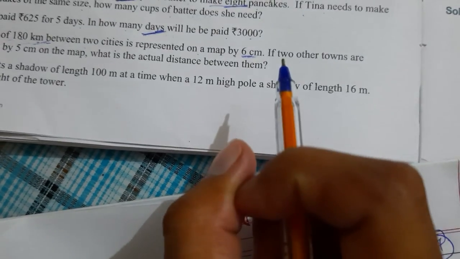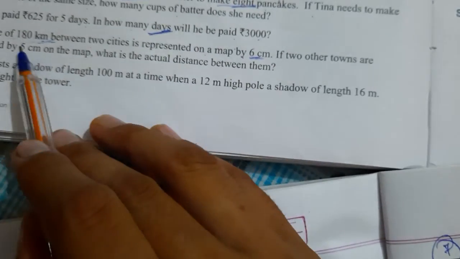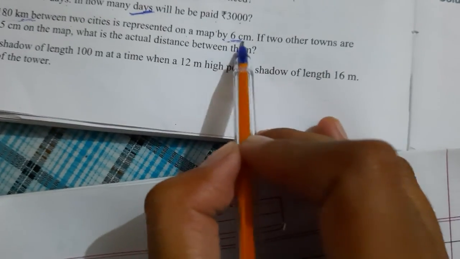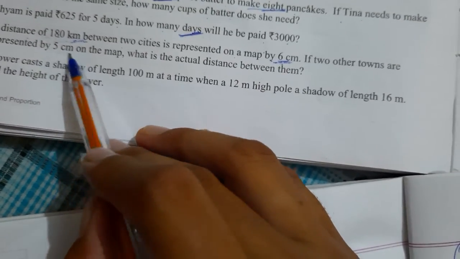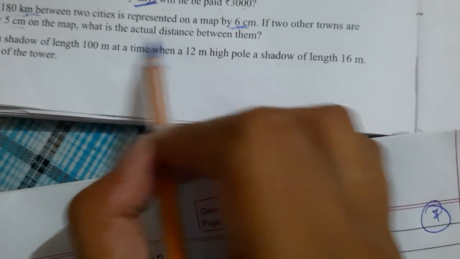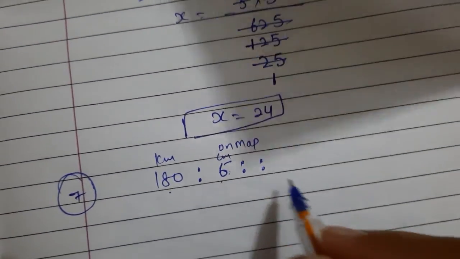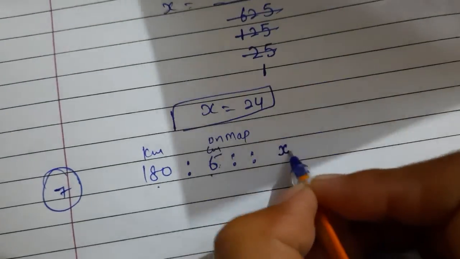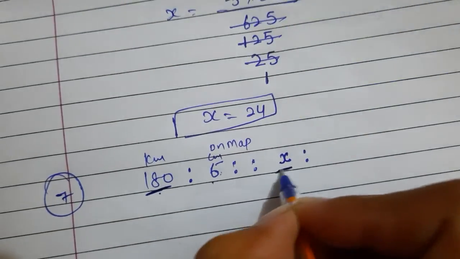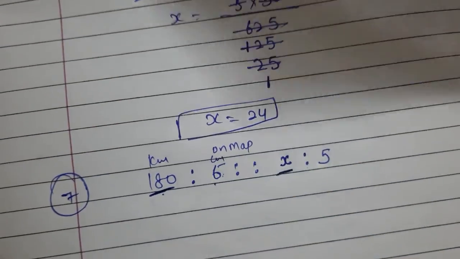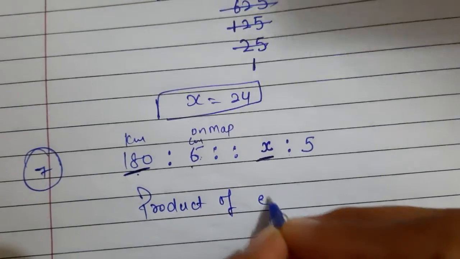On the map they have decided that for a certain number of kilometers we take this much distance. So 180 kilometers is 6 centimeters on the map. Now they are saying any other two cities on the map have a distance of 5 centimeters. What will be their actual distance? Here we have written actual distance, and this is the distance on the map. We have to find the actual distance, so we let actual be x first, because here actual distance is written first. Then on the map they are represented by 5. Now you can do product of extremes equal to product of means.